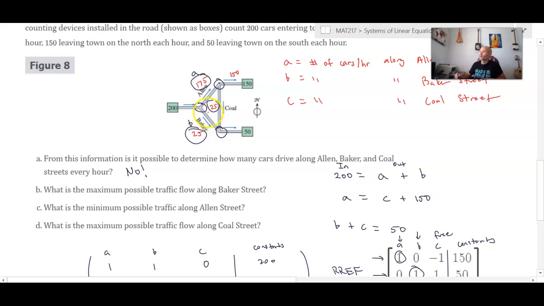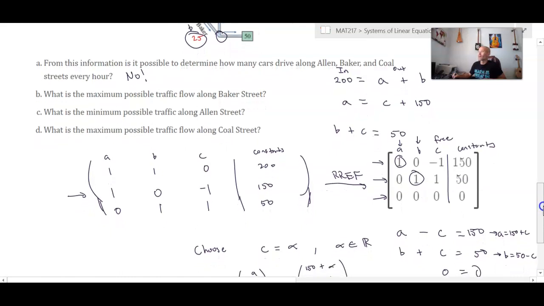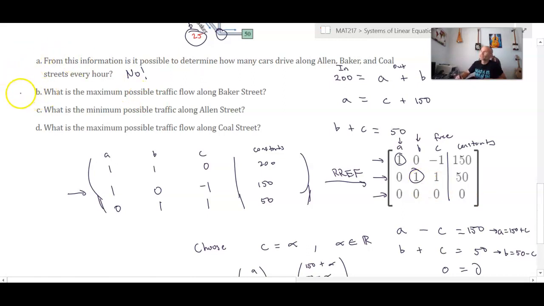If you tell me that there are 25 cars going down Cole Street, then I know for sure that there had to have been 175 cars coming into Allen, because we know that 150 cars leave Urbanville each hour. Similarly, if you told me that Cole Street had 25 cars coming down, then that would force me to realize that Baker Street would have 25 cars coming in, since 50 cars exit that intersection. So as long as we know how many go down Cole Street, then we can determine the number down Allen and Baker. But now what we're being asked is, what is the maximum possible traffic flow along Baker Street?